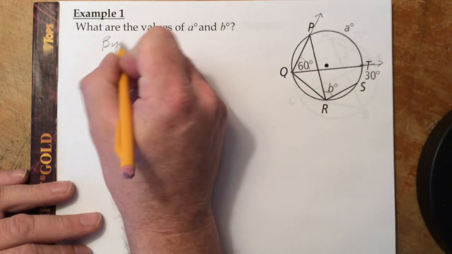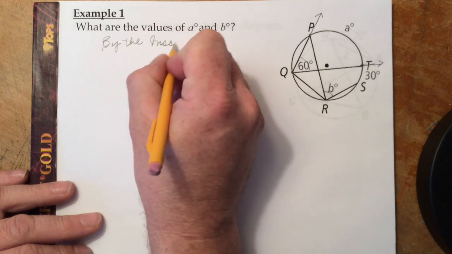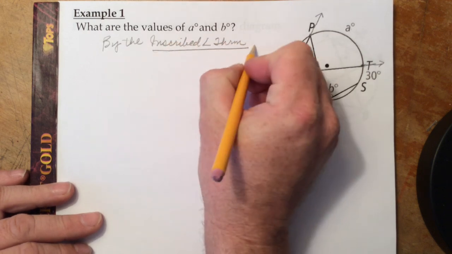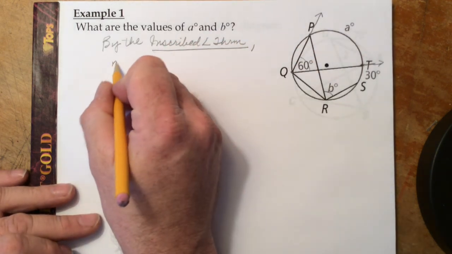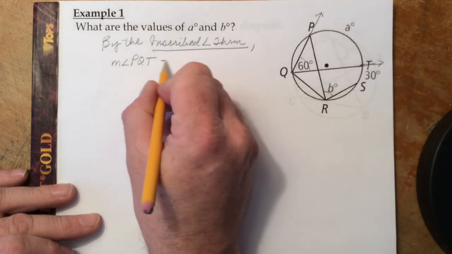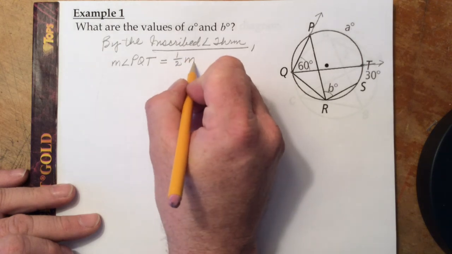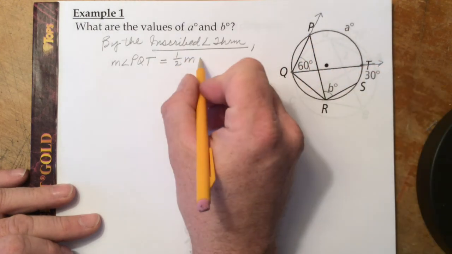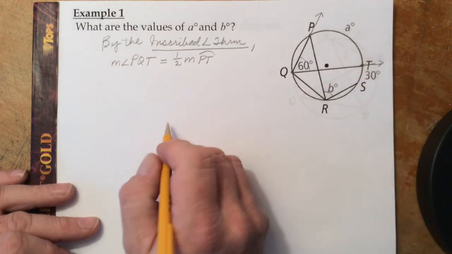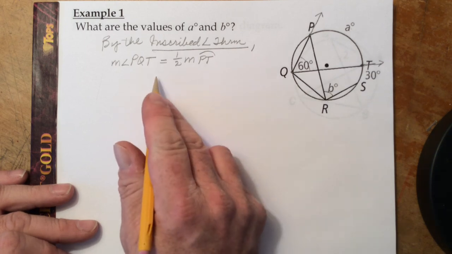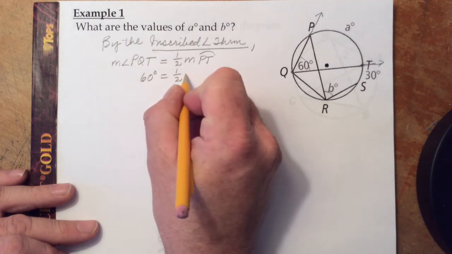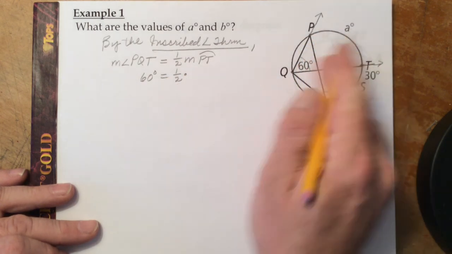So by the Inscribed Angle Theorem, we can now say that the measure of angle PQT is equal to 1/2 the measure of arc PT, the intercepted arc. Now it's just a question of substitution. The measure of angle PQT, 60 degrees, equals 1/2 times the measure of arc PT, which is A degrees.